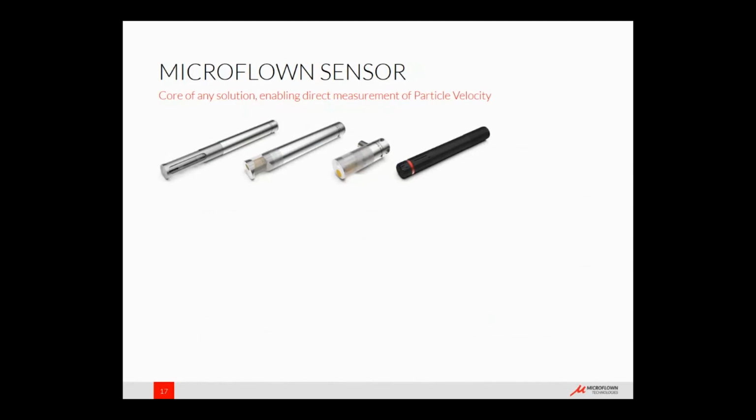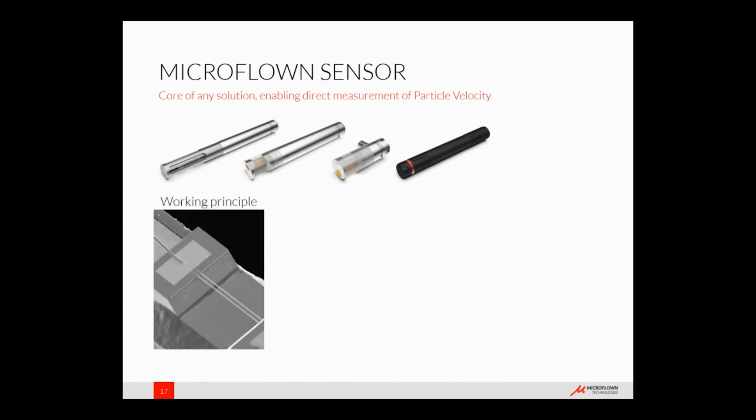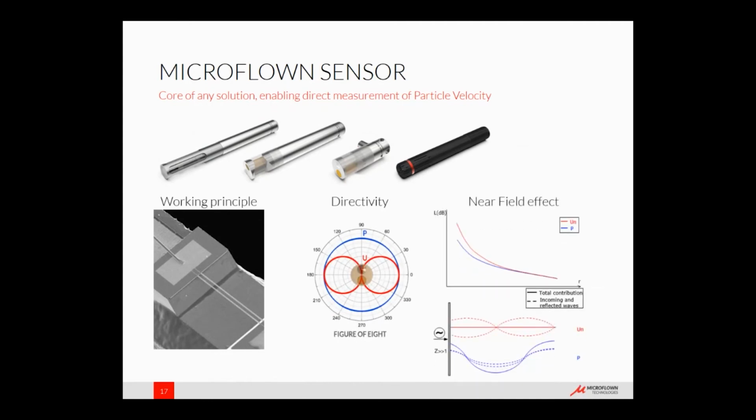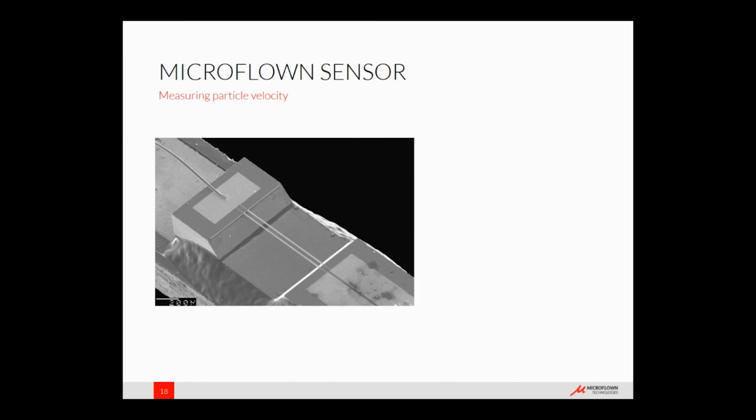So we create microphone sensors based on that, and we're going to talk about a few things: the working principle, and why it's beneficial to mention. That's related to the directivity and the near field effect. So let's start with the Microflown sensor. This is completely different from the type of sensor that we're used to.